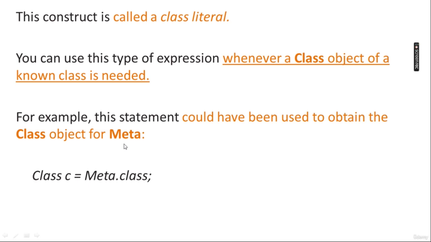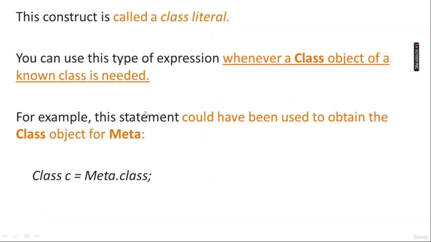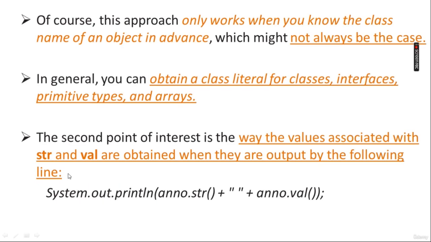If you already know a particular class and you require its object, in this case you can use the type of expression MyAnnotation.class here. For example, this statement could have been used to obtain the class object for Meta.class. This name I know, so I can use this line Meta.class and it will be stored into class C. This approach only works when you know the class name of an object in advance, which might not always be the case. Every time you might not know the details of the class. In general, you can obtain a class literal for classes, interfaces, primitive types and arrays.